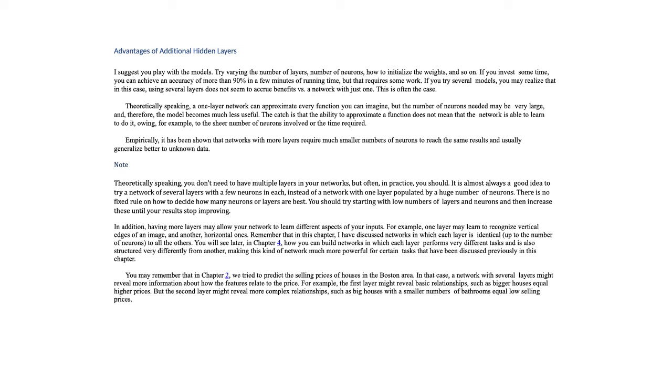You may remember that in Chapter 2, we tried to predict the selling prices of houses in the Boston area. In that case, a network with several layers might reveal more information about how the features relate to the price. For example, the first layer might reveal basic relationships, such as bigger houses equal higher prices. But the second layer might reveal more complex relationships.